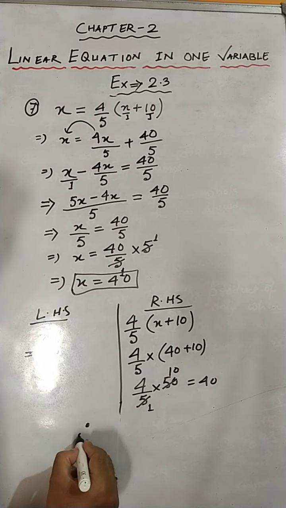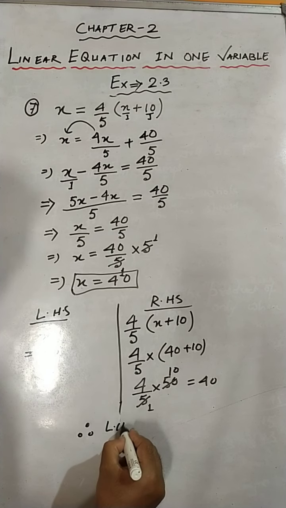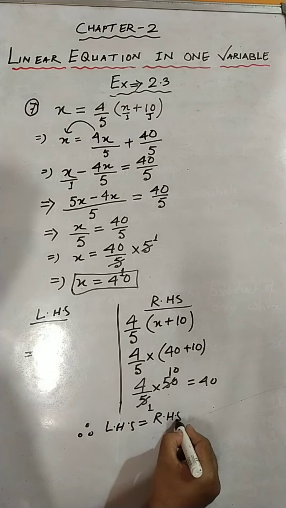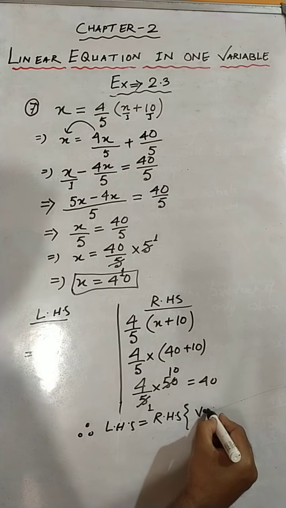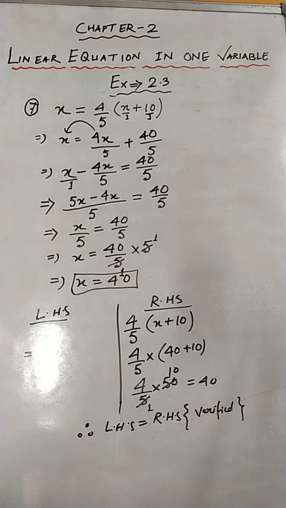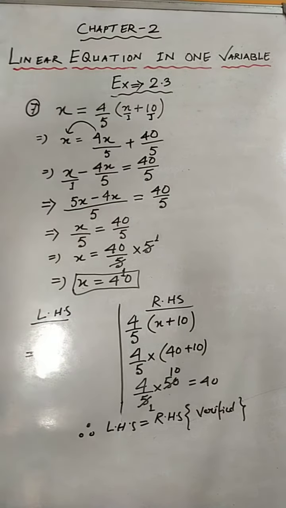So finally how to conclude it? Therefore LHS equals to RHS, verified. Okay, so this is the solution of sum number 7. So let's now move on to sum number 8.